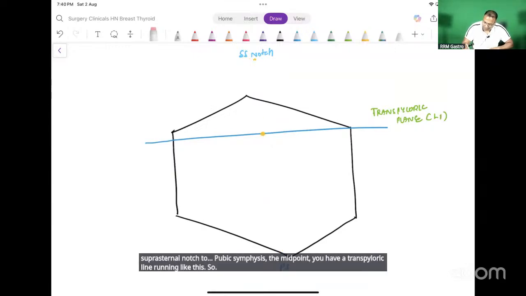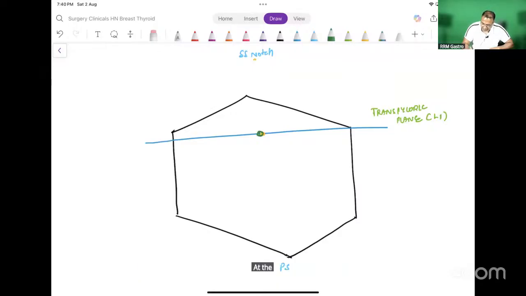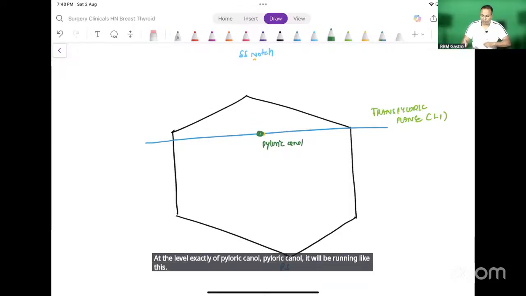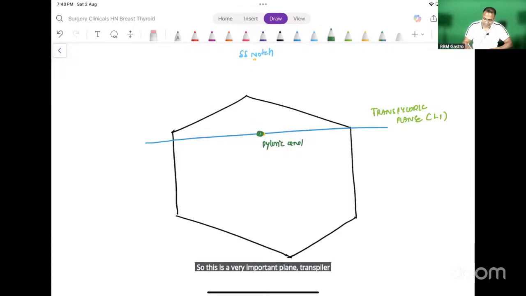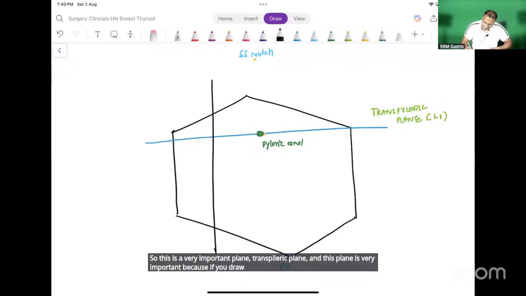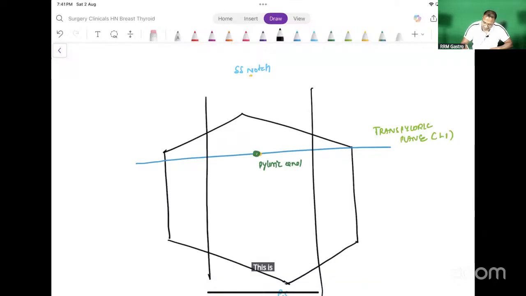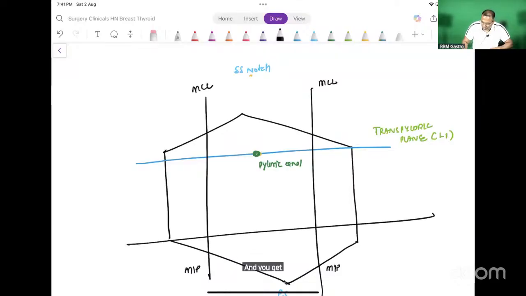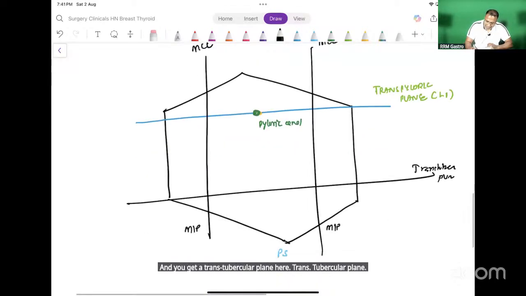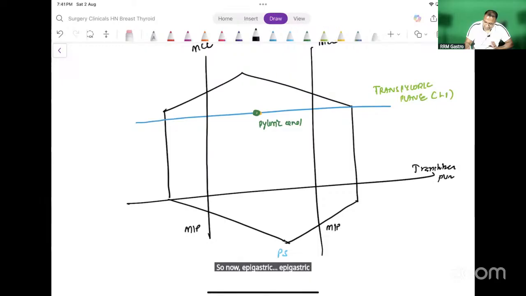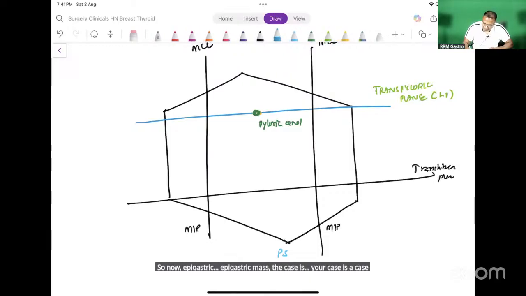So the transpyloric line touches exactly at the level of the pyloric canal. It will be running like this. This is a very important plane, the transpyloric plane, and it is important because if you draw lines in these two places, from mid-clavicular to mid-inguinal point, you get a transtubercular plane here. Transtubercular plane.